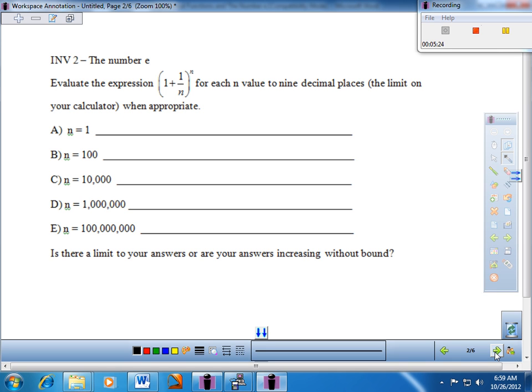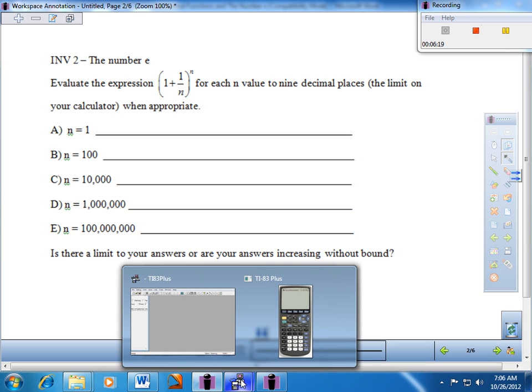So here's what I have. It says the number e. And it says evaluate the expression, and here's what we're going to take a look at over the next couple minutes. So this expression right here, 1 plus 1 over n raised to the n for each n value, and you're going to go to 9 decimal places, which happens to be the limit on your calculator when appropriate. So I'm going to show you how to type a couple of these in. I'm going to do a couple with you, and then I'm going to ask you to pause the video and do a few of the others. And then let's see if we can get some type of pattern with that.